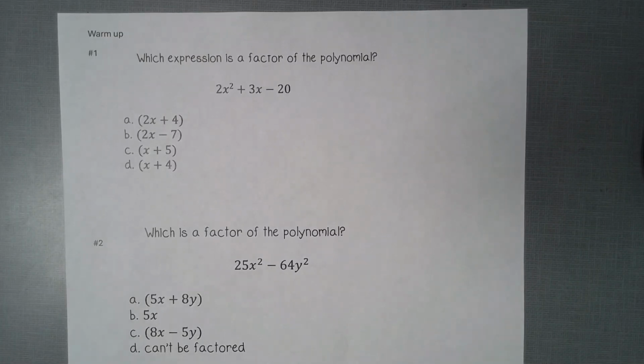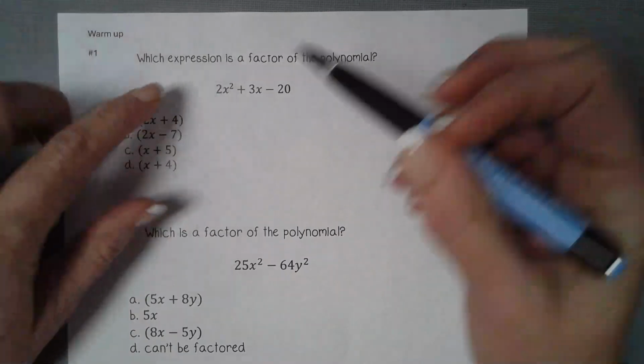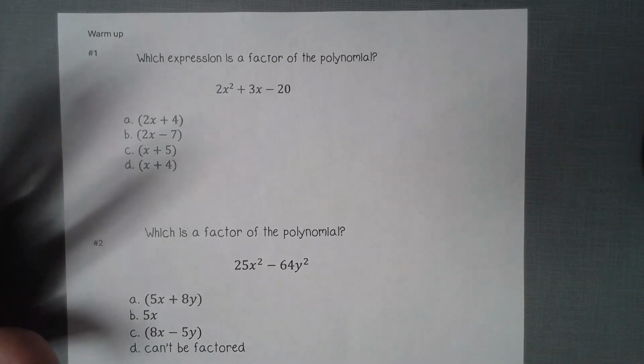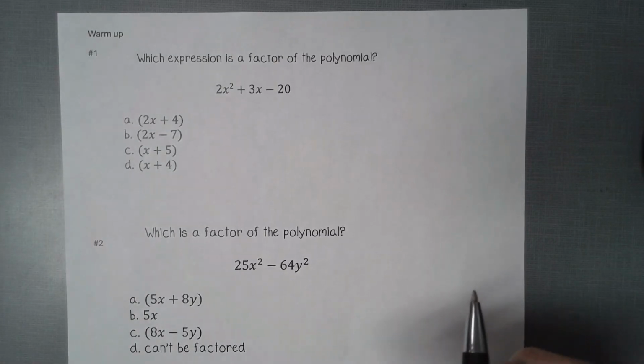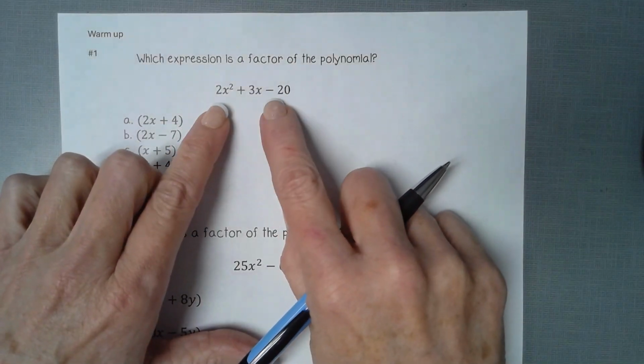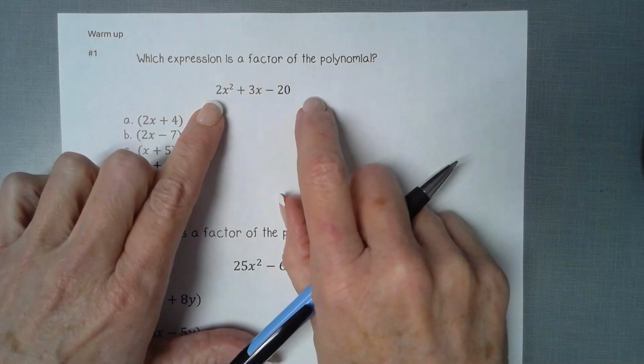Okay, everybody. Little bit of review on the factoring methods. So, first off, we always want to try to look for a greatest common factor. That should be the first thing we do in every problem that gets factored. So, if I look here, do I have a coefficient 2, 3, 20? That is a greatest common factor.